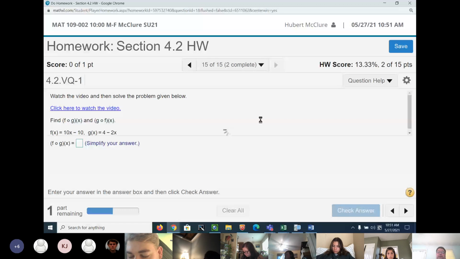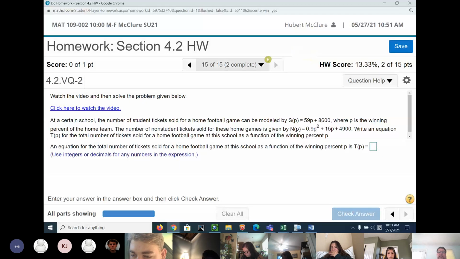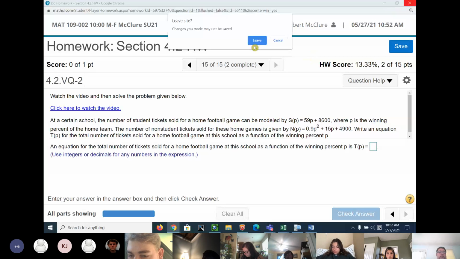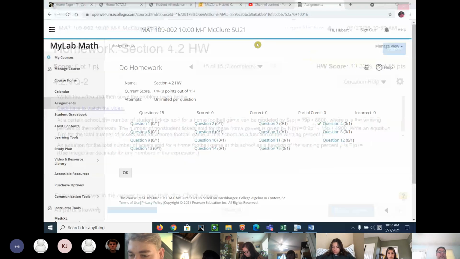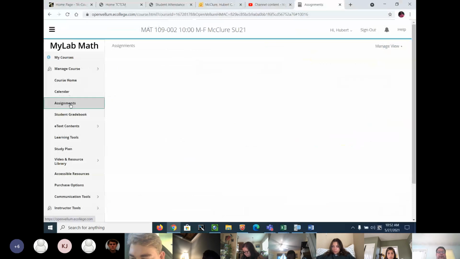The rest of these word problems are just composition, plug and chug, or substitution, or adding, subtracting, multiplying, and dividing. Let's move on to the last section, which is 4.3. So let's go to assignments. Let's go to 4.3.